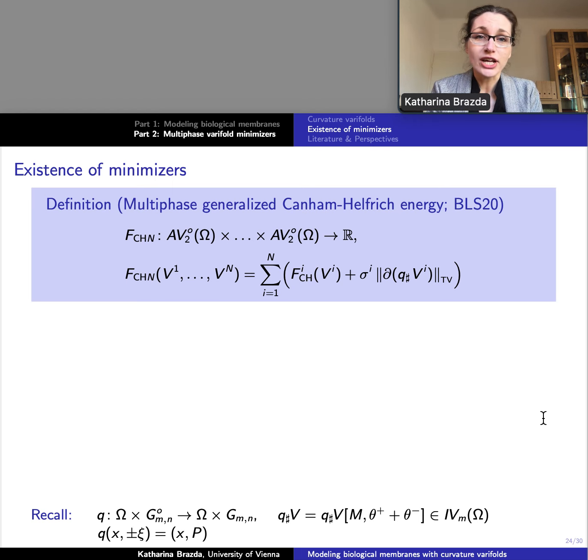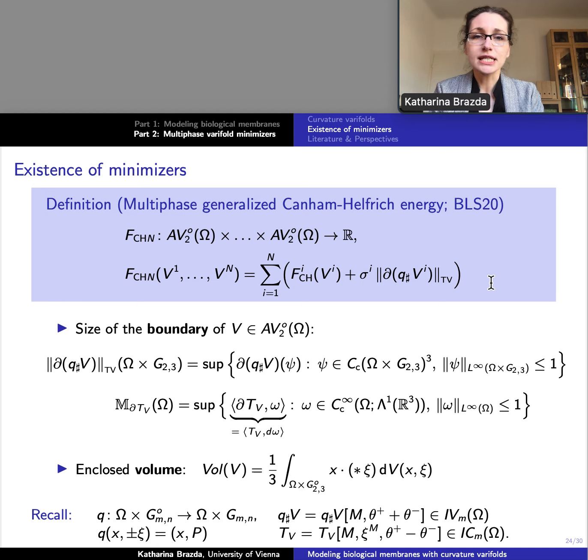For the generalized multi-phase energy, we then simply add up the individual Canham-Helfrich energies and represent the length of the phase interface by the total variation norm of the boundary measure, weighted by the line tension coefficient sigma. In fact, since we work with oriented curvature varifolds, there are two different notions of the boundary. First, the vector-valued Radon measure for the Mantegazza curvature varifolds, and second, the boundary of the two-current associated to the varifold, to the oriented varifold B.